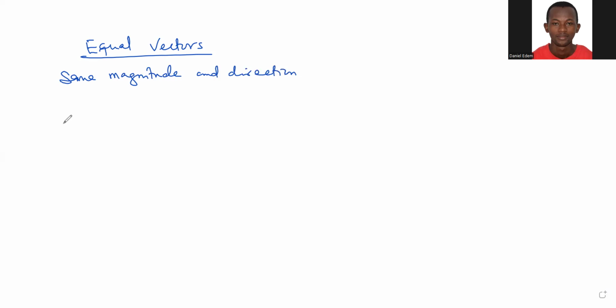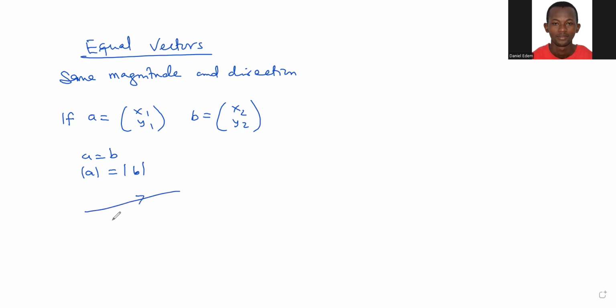So for example, if I have A to be (x1, y1), and B to be (x2, y2), and I say A and B are equal, it means that the magnitude should be equal, and they have the same direction, which means that if A is going this way, B also is going like that.